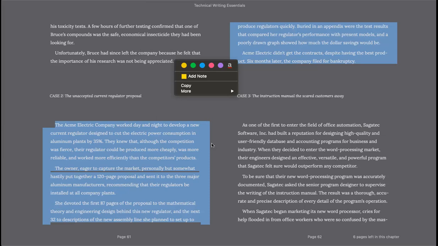The owner, eager to capture the market personally but somewhat hastily, put together a 120-page proposal and sent it to the three major aluminum manufacturers, recommending that their regulator be installed at all company plants. She devoted the first 87 pages of the proposal to the mathematical theory and engineering design behind this new regulator, and the next 32 to a description of the new assembly line.